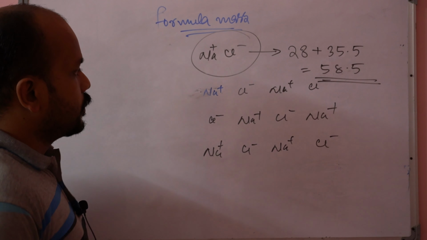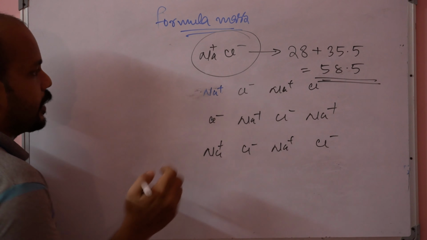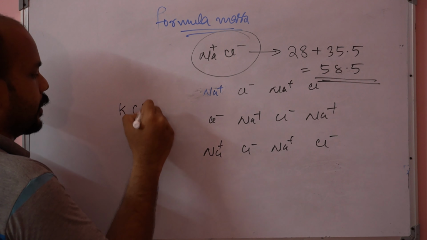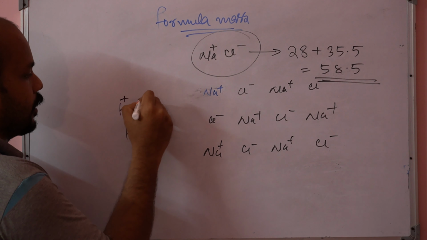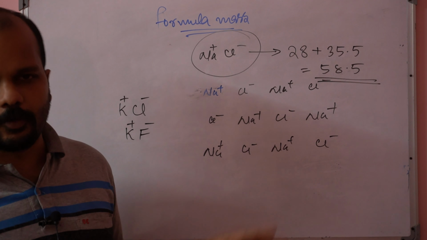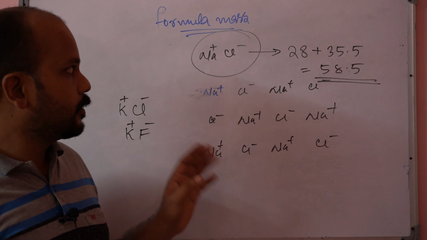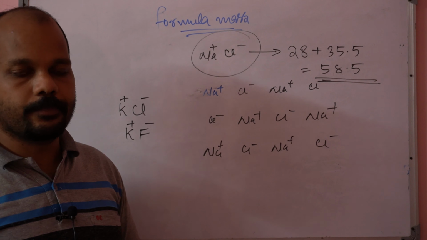The situations are those where there is an ionic salt, not only NaCl; you can also write KCl or potassium fluoride. In these situations we use the term formula mass, which is similar to the molecular mass. The concept is similar to the molecular mass, and in some specific situations we use the word formula mass.